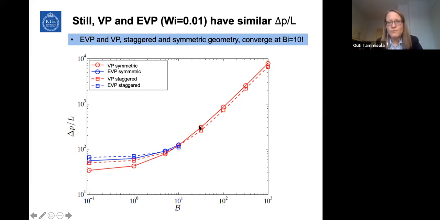Then in the viscoplastic simulations, we could also extend it to higher Bingham numbers, and there we can see a kind of linear relation between the pressure drop and Bingham number. But this was intriguing to me, how we can get such similar results for viscoplastic and elastoviscoplastic when it comes to the pressure drop, even if the flow looked different.